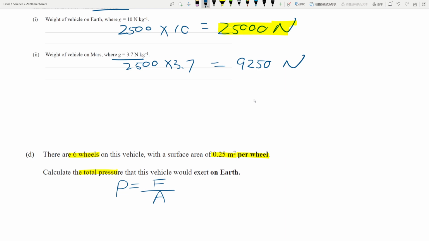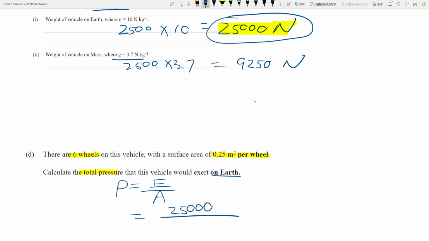So we know the force is right here. On Earth is 25,000 newtons. Wait, are we talking Mars or Earth? Earth, yeah. So on Earth the force is 25,000. The area, each wheel is 0.25, and there's 6 of them. So just do that, and that's going to give you 16667 Pascal. Or if your teacher taught you newtons per meter squared, this is also fine, but Pascal is by far the easiest.